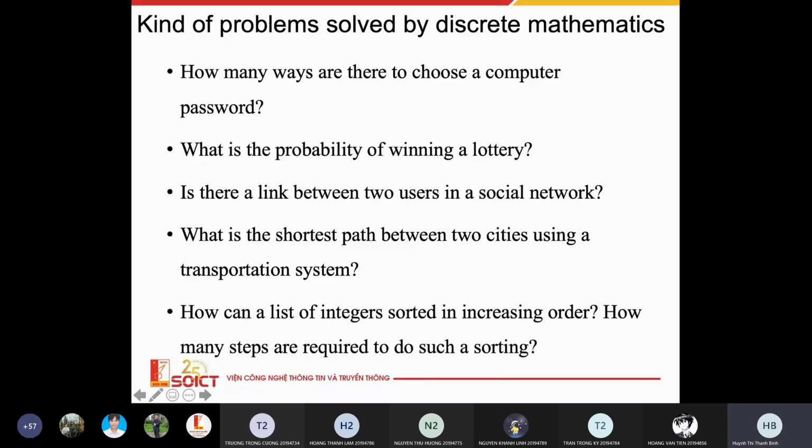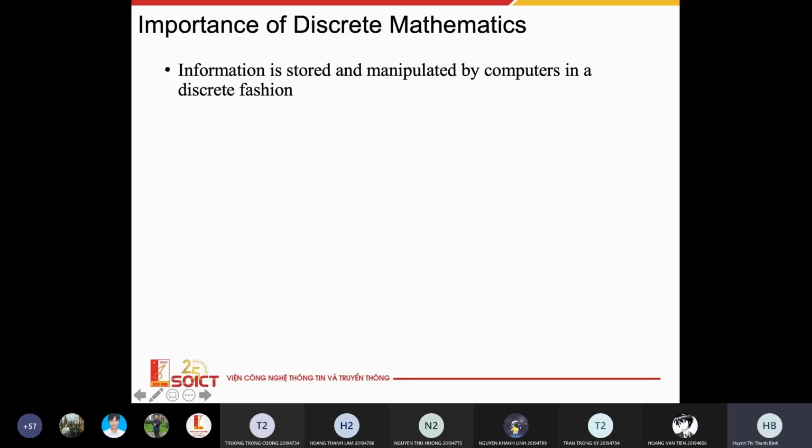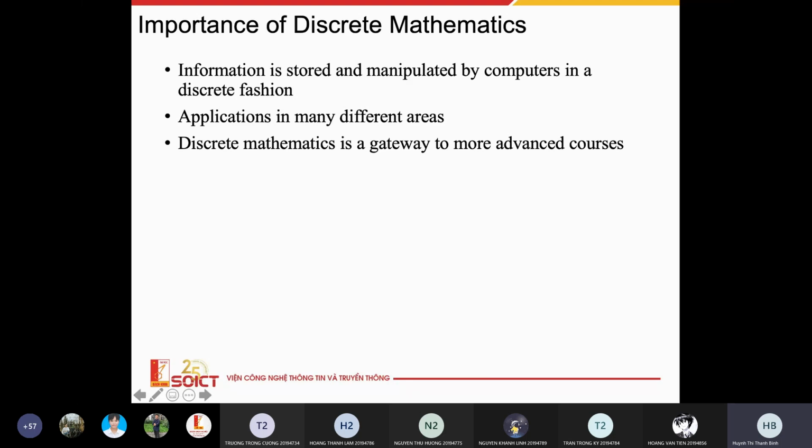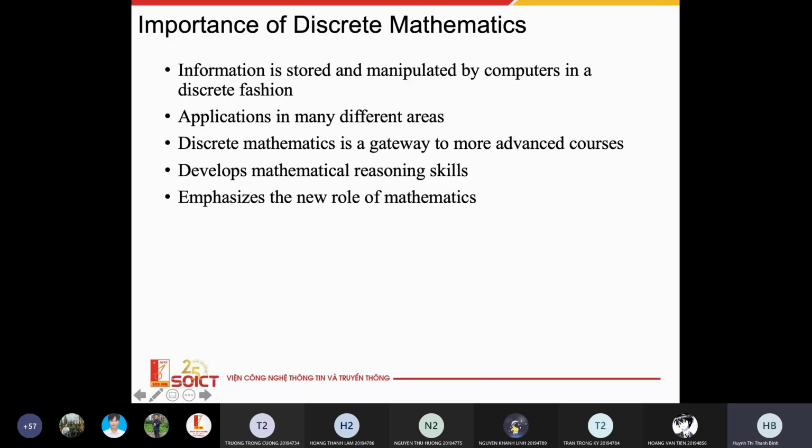What is the importance of discrete math? Information is stored and manipulated by computers in a discrete fashion, and it has applications in many different areas. Discrete math is a gateway to more advanced courses. And we need to develop mathematical reasoning skills and emphasize the rigor of mathematics. So that's the importance of discrete math.